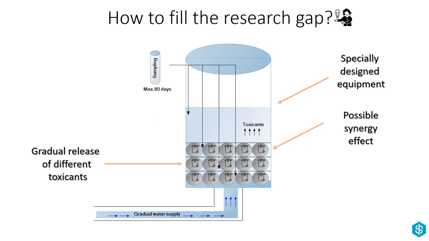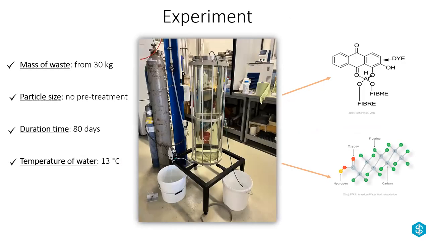So you have a reactor with the needed waste. In our case, it's textile waste with radial water supply that allows the release of different toxicants, and sampling takes place according to the harmonogram of your research or according to different regulations. I have not only the schema, but we have already built the equipment for our experiment. It took us some time, but now we're ready to start with experiments.